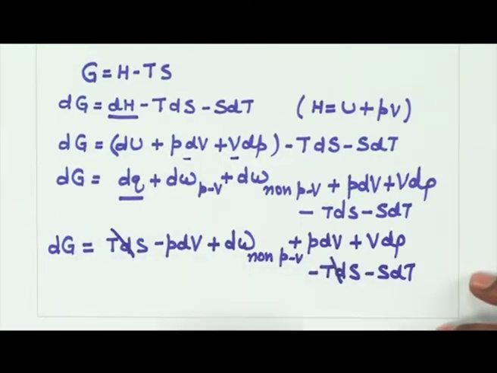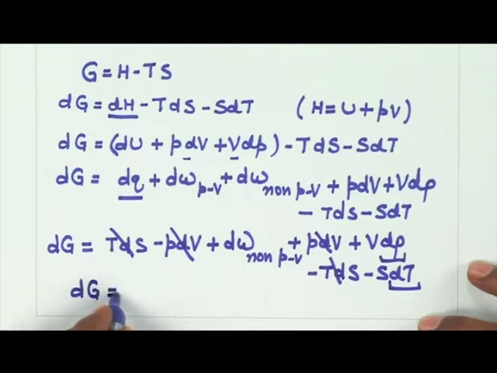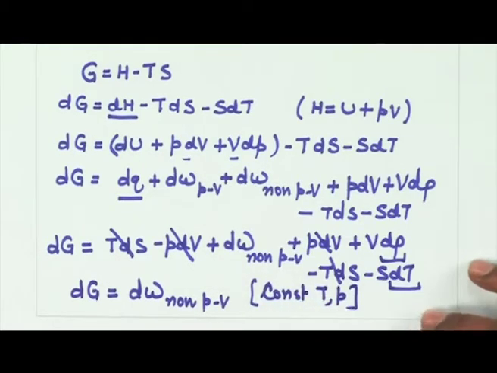TdS goes, PdV goes. Now, if I maintain the pressure and temperature constant, then dP and dT will also become 0. So, therefore, dG becomes equal to dW non-pressure-volume. What are the constraints? Constant temperature and pressure.